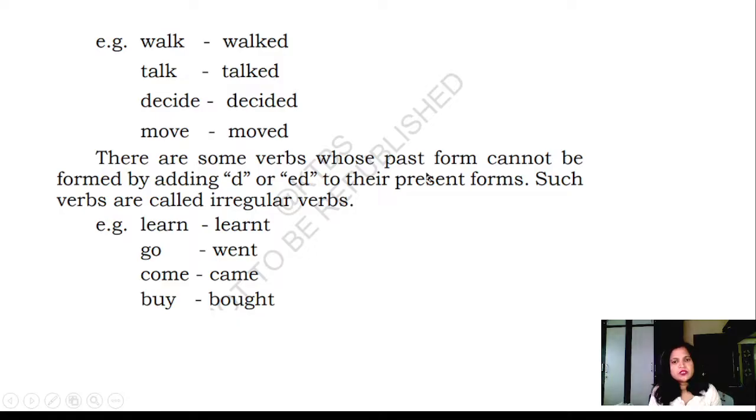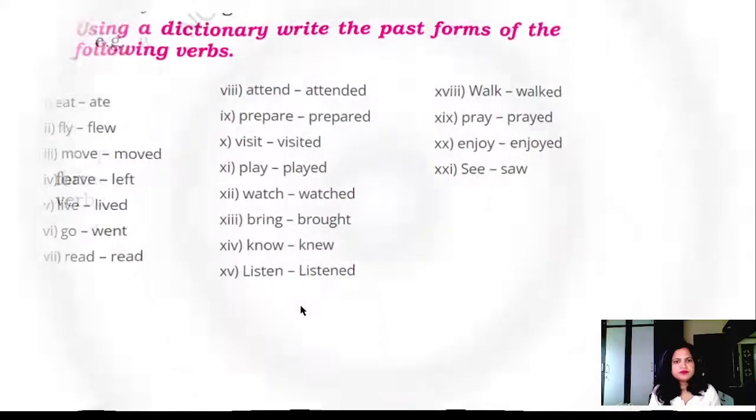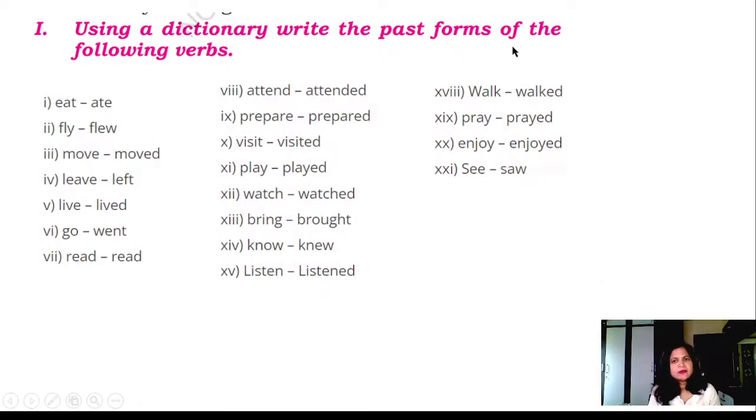There are some verbs whose past form cannot be formed by adding -ed to their present forms. Such verbs are called irregular verbs. Learn, learnt, go, went, come, came, buy, bought. Using the dictionary, write the past forms of the following verbs: eat, ate, fly, flew, move, moved, leave, left, live, lived, go, went, read, read, attend, attended, prepare, prepared, visit, visited, play, played, watch, watched, bring, brought, know, knew, listen, listened, walk, walked, pray, prayed, enjoy, enjoyed, see, saw.